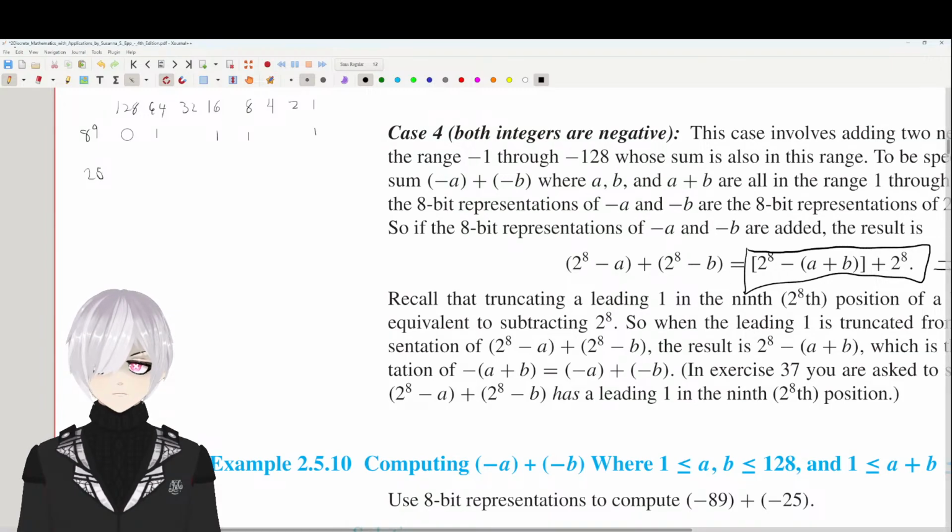And then for 25, it's the same thing: 16 plus 8 plus 1, and then we can fill in the zeros. That'll give us the 8-bit binary representations. To get negative, now we have to do the two's complements of those, so we flip the bits and then add 1. And then that 0 turns into a 1.